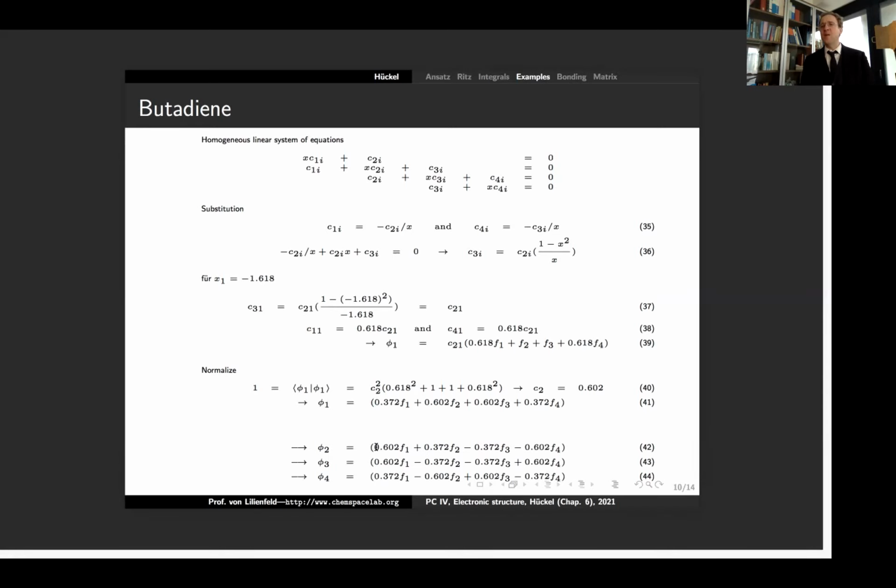Now, I was asked also last week if the slides could be uploaded to Adam, and I did that, so you should find the PDF slides there, so you can verify your solutions with respect to the numbers indicated in equations 42 to 44.